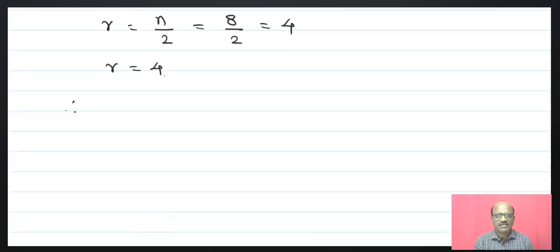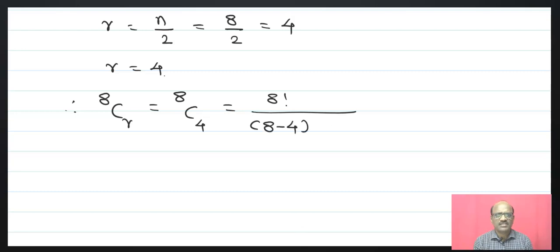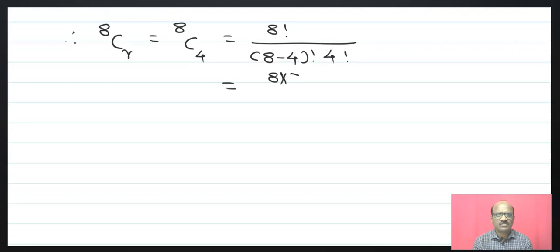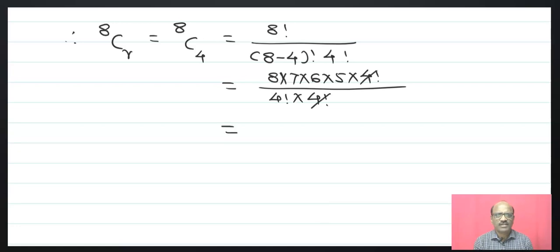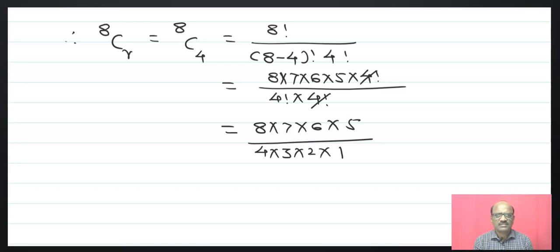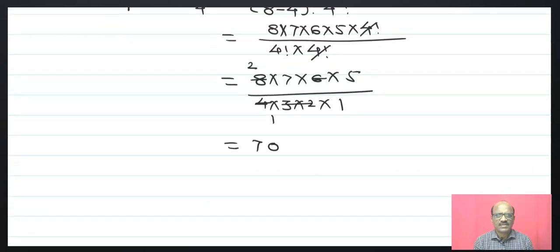Therefore the 8C4 is equals to 8 factorial upon 8 minus 4 factorial into 4 factorial, and that is equals to 8 into 7 into 6 into 5 into 4 factorial upon 4 factorial into 4 factorial. Cancellations. Normal calculations are here. You will get 70.